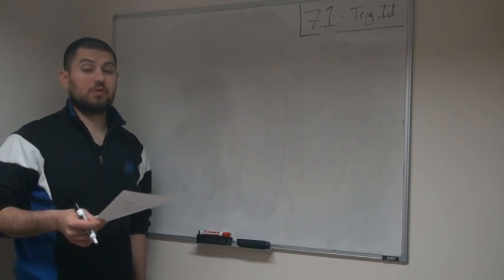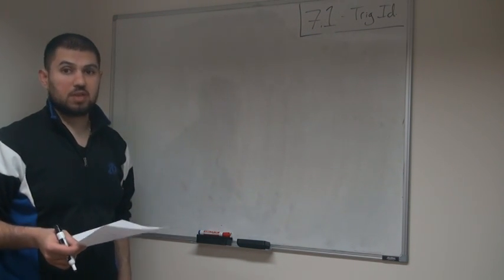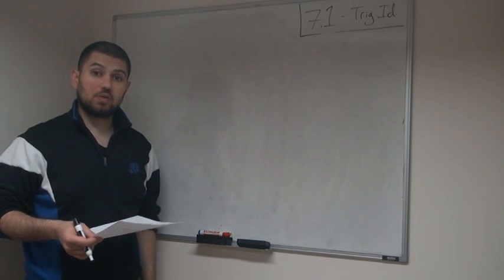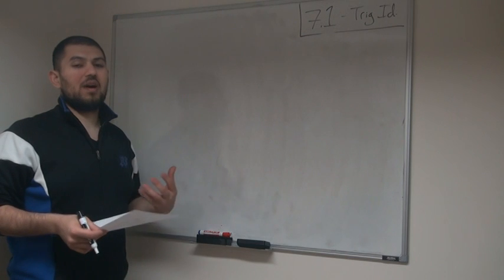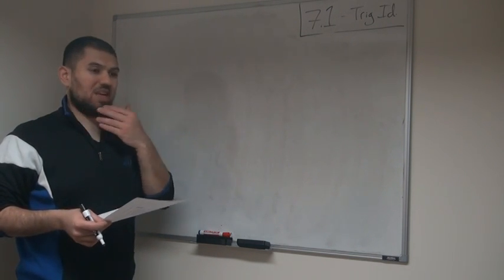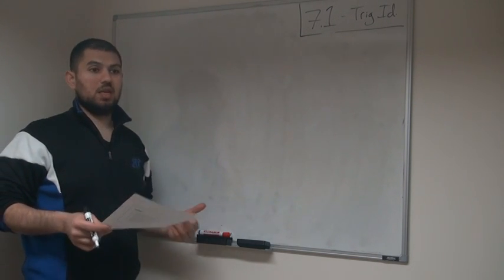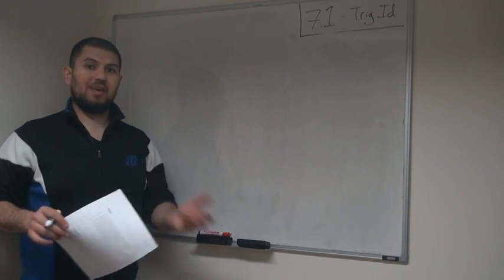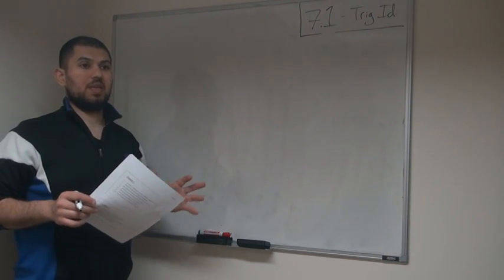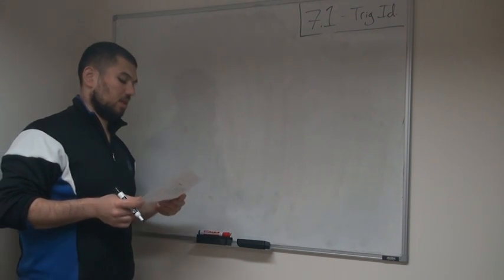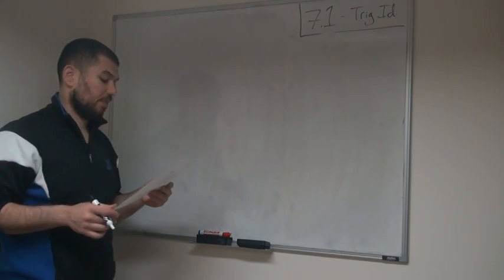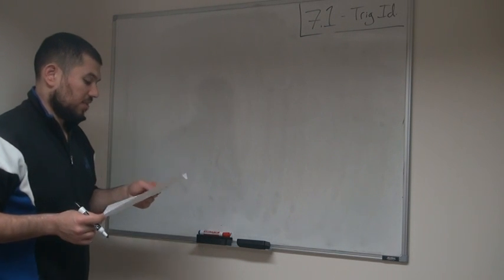Tangent is sine over cosine. Cotangent is cosine over sine. Secant is 1 over cosine. Cosecant is 1 over sine. So whenever you have trig expressions that are not in sine and cosine, sometimes it's better to convert everything to sine and cosine, because then it's just easier to manipulate. And we'll see more examples of this in 4 examples that I put up. So let's check out the first one.